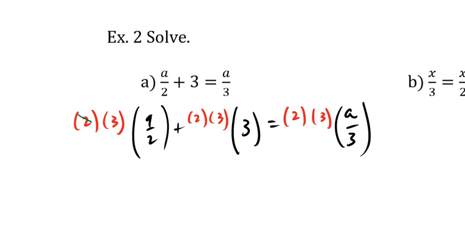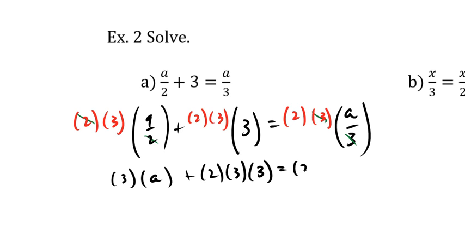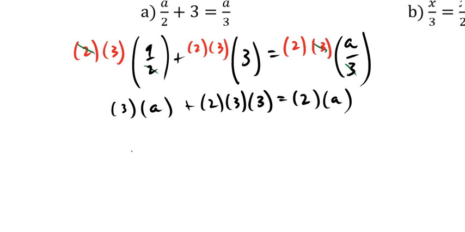Watch. 2 divided by 2, gone. 3, nope, sorry, that one doesn't happen. That's not dividing by anything. 3 divided by 3, gone. And this ends up being 3 times a plus 2 times 3. You don't have to write this out. You could do the math. I'm just trying to illustrate what's happening. So this is 3a plus 2 times 3 is 6 times 3 is 18 equals 2a.